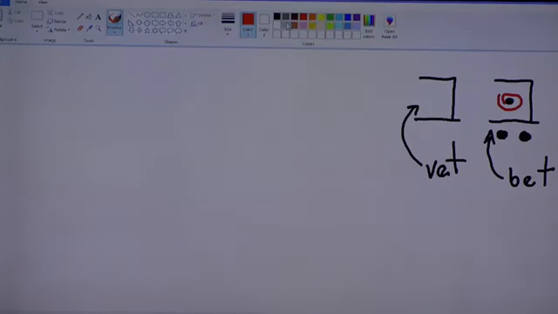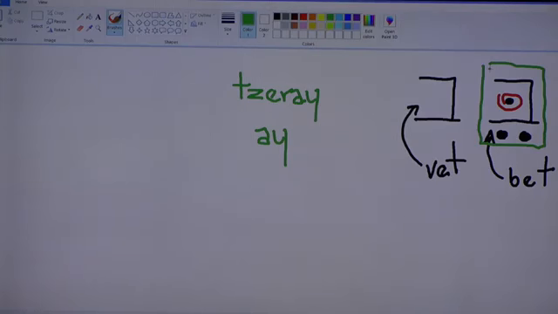I got to get the spelling correct. One of my bad points is I don't know how to spell. A tsere, and the pronunciation sound is a Y. So this, a bet with a tsere, is bay. Okay?